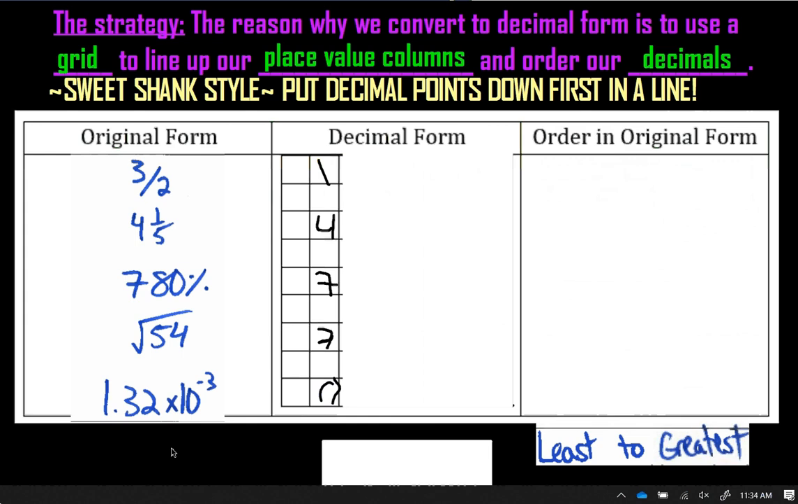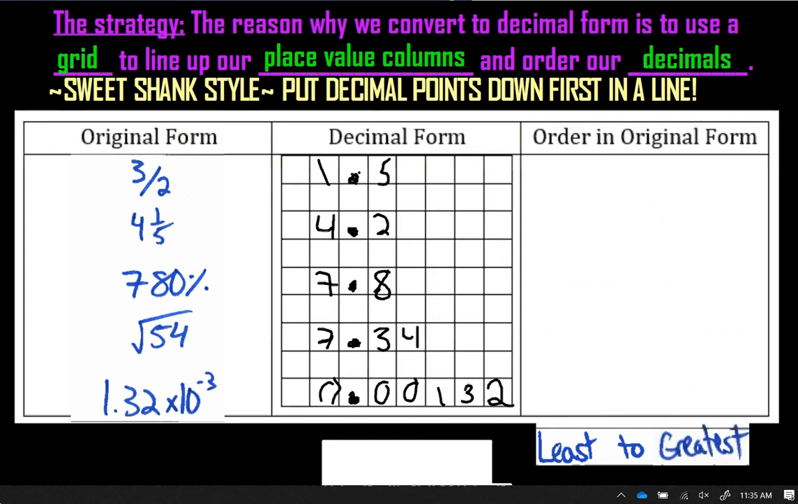And so what I'm going to do is write in original form that value, and so I said that the scientific notation is going to be our smallest. So we have 1.32 times 10 to the negative 3 power. And what you want to make sure you do is go ahead and cross that out. That way you know you used it.